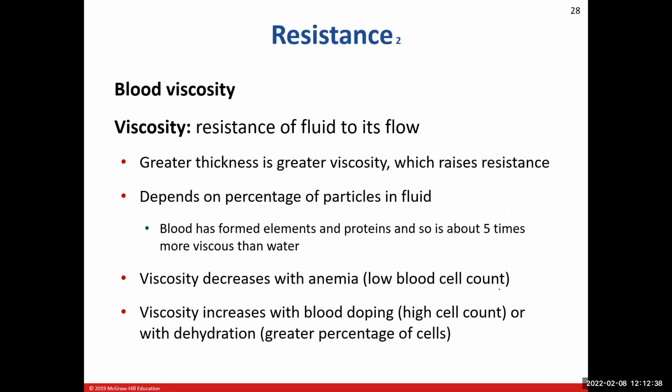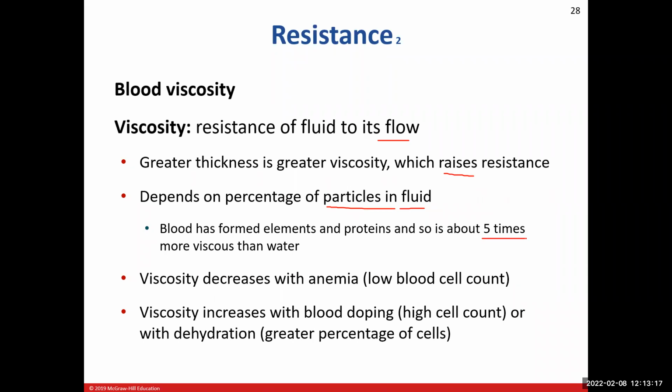So blood viscosity is going to impact flow. The thicker the blood is, the more viscous it is, that's going to raise your resistance. And that's heavily dependent on what is in your blood. Of course, you have the normal formed elements. We're going to include all the cells, and that's a huge part. In normal blood, our blood is going to be 5 times more viscous than water.